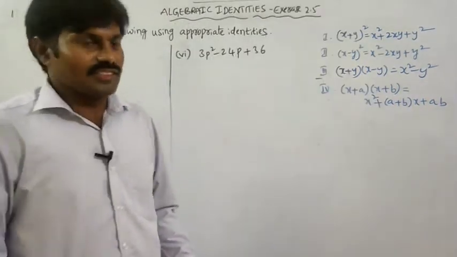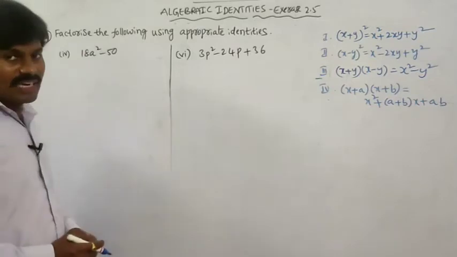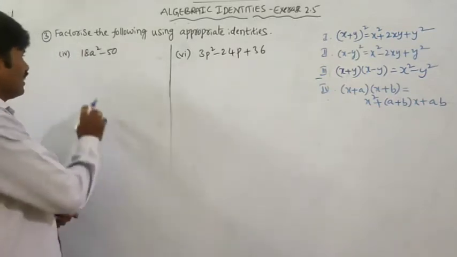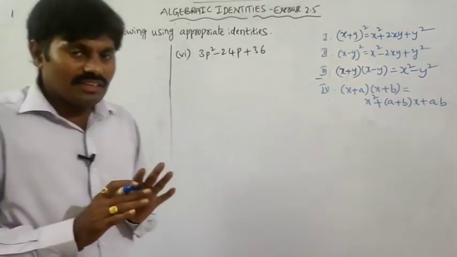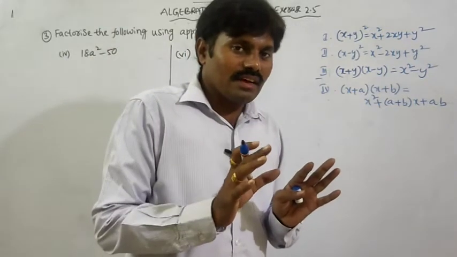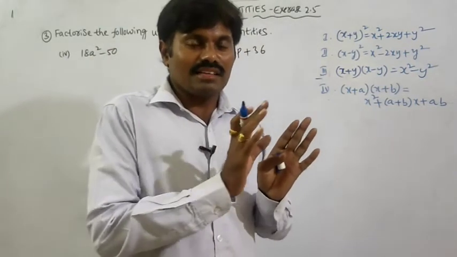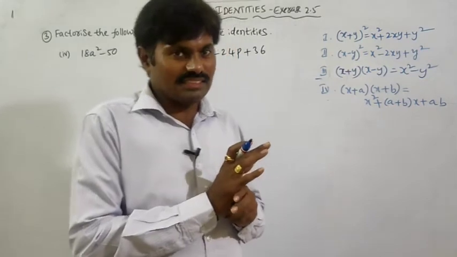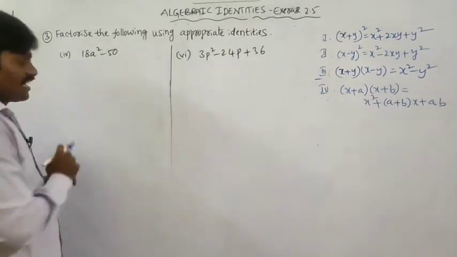Okay, the next given expression is 18a square minus 50. Now, as I said, you observe whether the terms in the given expression are perfect squares or not. Here 18a square is given.